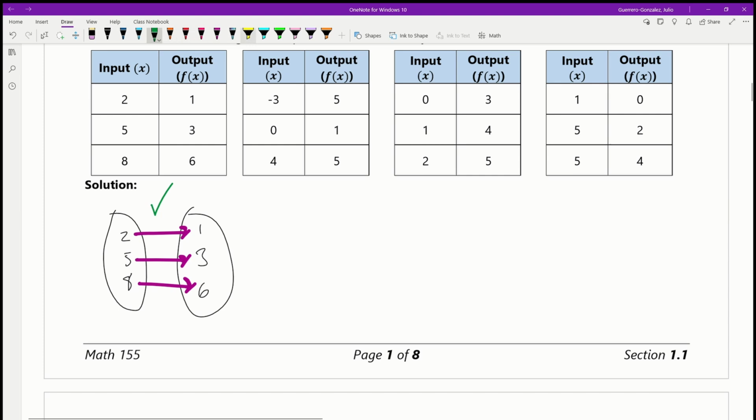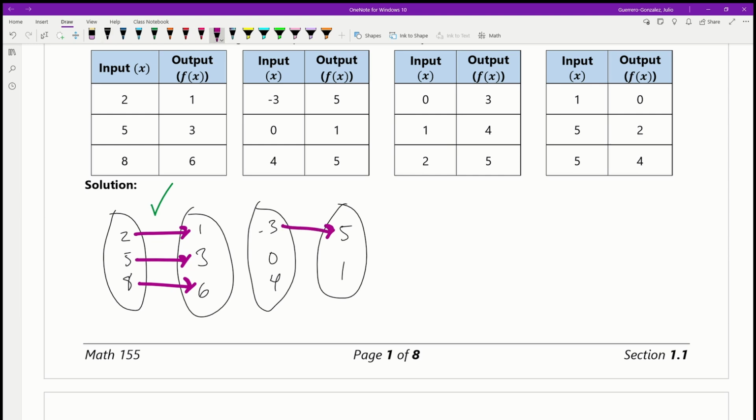Let me do one more. Same thing, I'm going to make my two blobs. Inputs are -3, 0, 4. Notice my outputs are going to be just 5 and 1. Negative 3 goes to 5, 0 goes to 1, and 4 goes to 5. This is still fine. Each input goes to exactly one output.